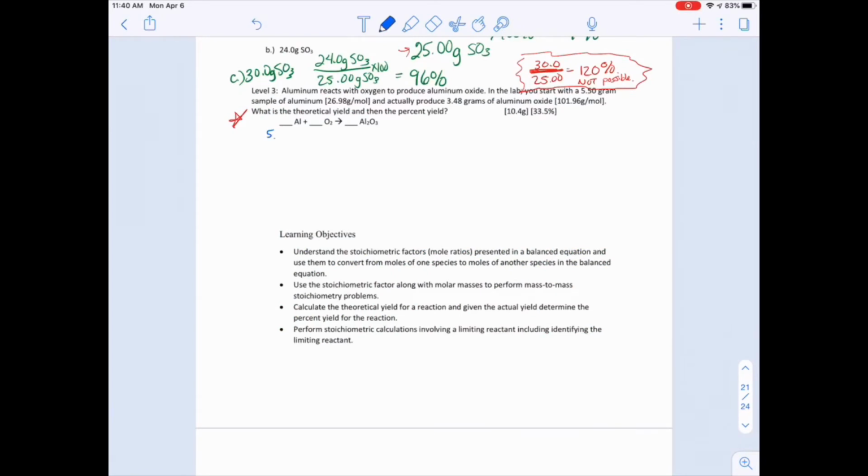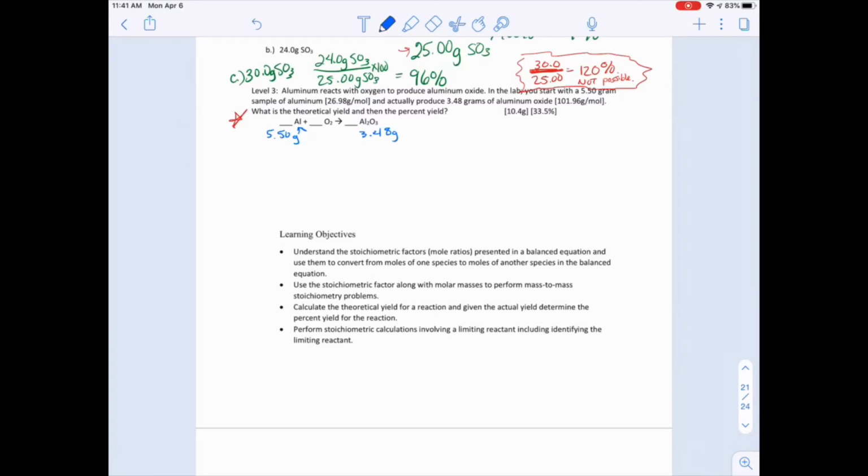And we're going to start with labeling underneath. We've got the 5.50 grams, and look, we've got the 3.48 grams of aluminum oxide. There's nothing given for the oxygen, and whenever that happens, that means that the oxygen is in excess, so we don't have to worry about it. All we have to do is one train track for this one.